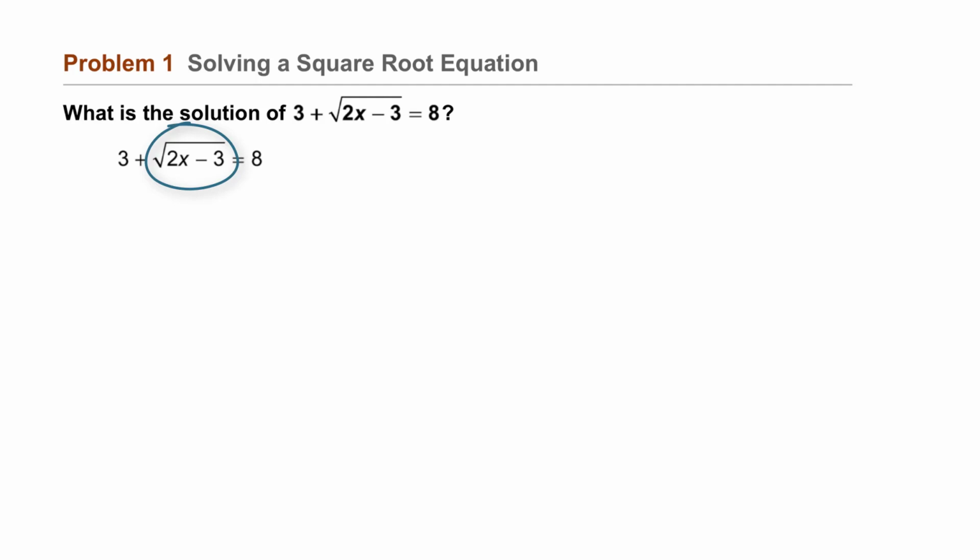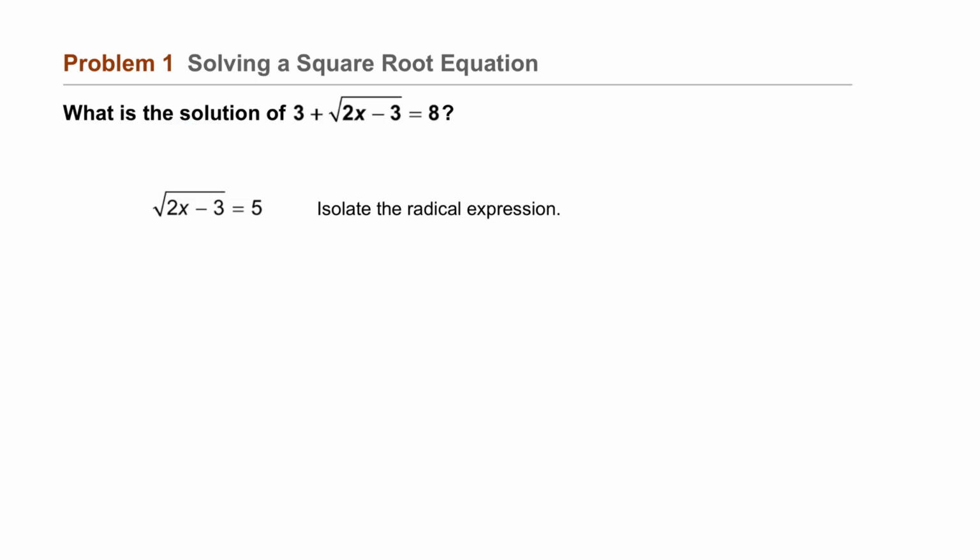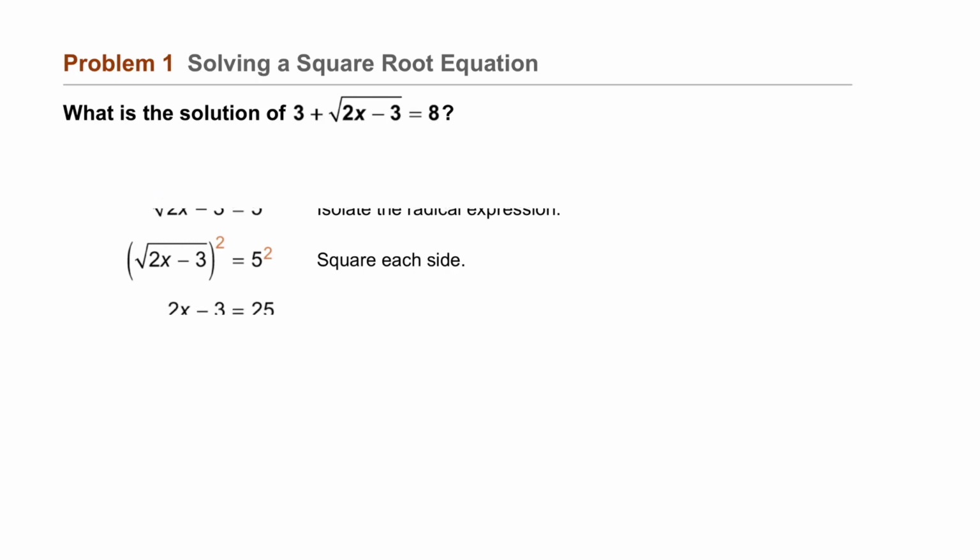We'll subtract 3 from each side of the equation to arrive at the square root of 2x minus 3 equals 5. Now we'll square each side of the equation because of our square root, an index of 2. So now we have the square root of 2x minus 3 squared equals 5 squared. 2x minus 3 equals 25.